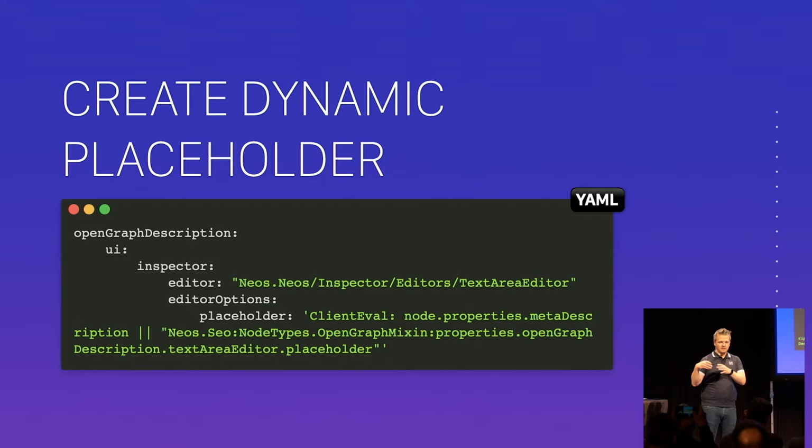Or you can also create dynamic placeholders where you have kind of fallbacks to the default placeholders. We have here an example that's really from the Neos package SEO. You see here, when you just write it, just the content of the text area is there, but if there's no content inside, first it looks if there is a meta description, and if not, you get a normal placeholder. It's really, really nice.